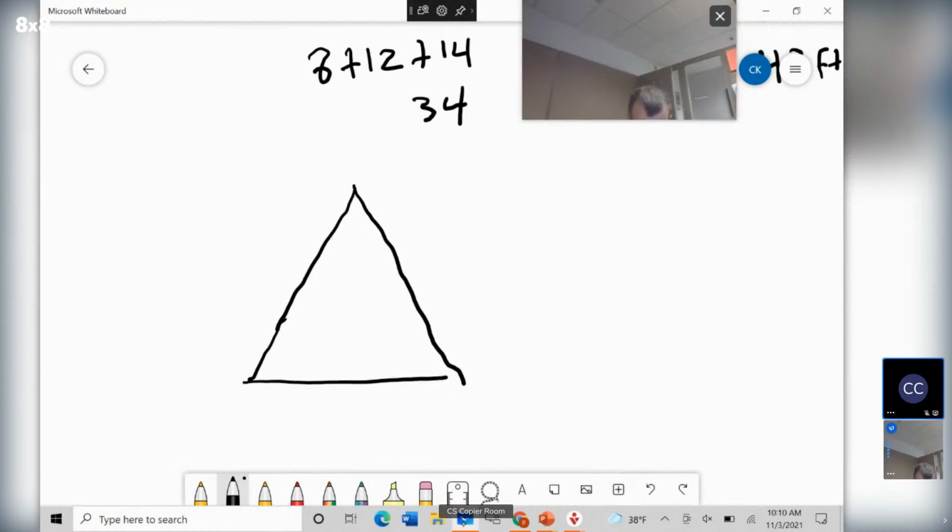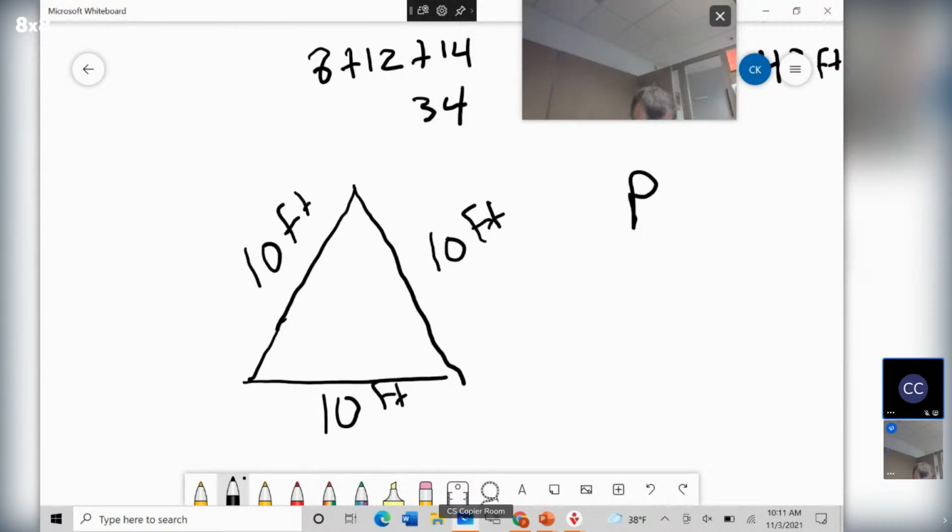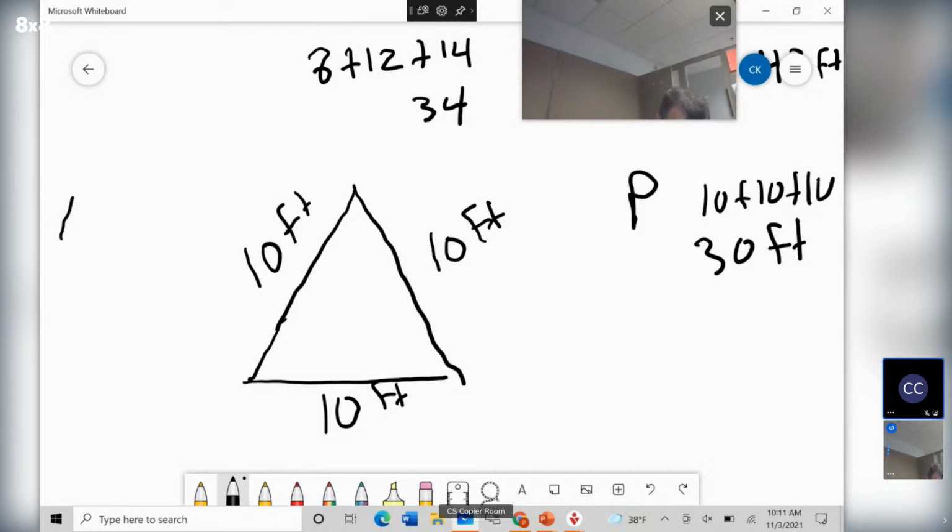And let's say, we'll just say it's 10. So all three sides are 10 feet. So if I asked you to find the perimeter, you would say 10 plus 10 plus 10. It's going to be 30 feet. But the area on this is going to be 1/2 the base times the height.